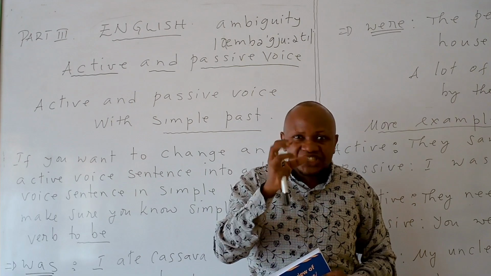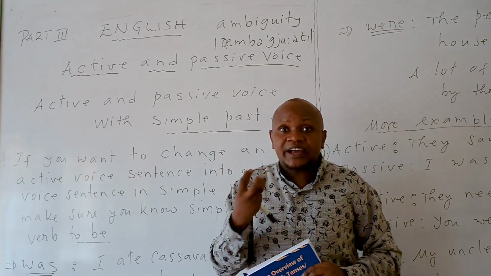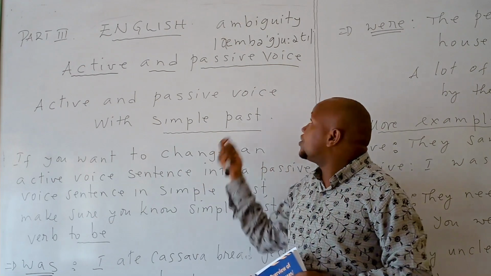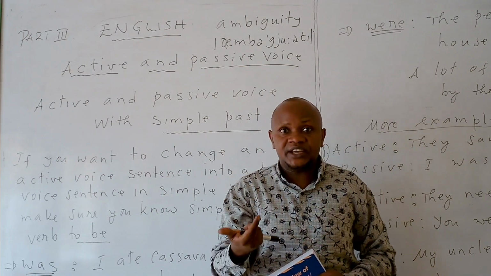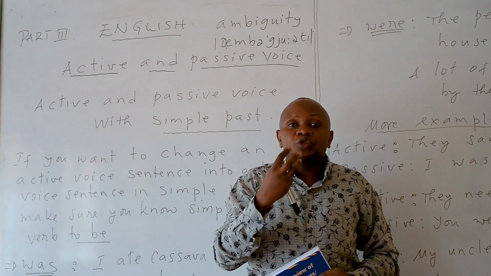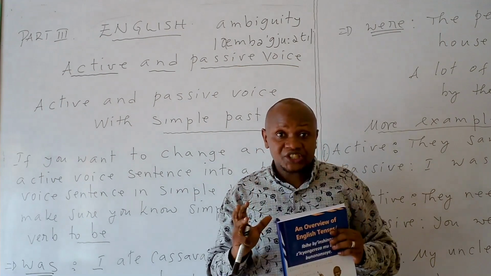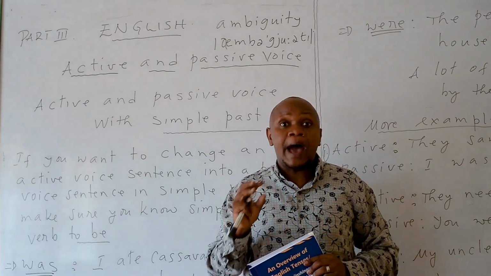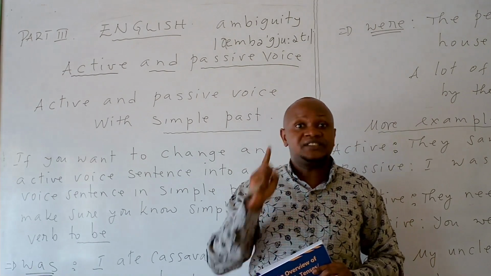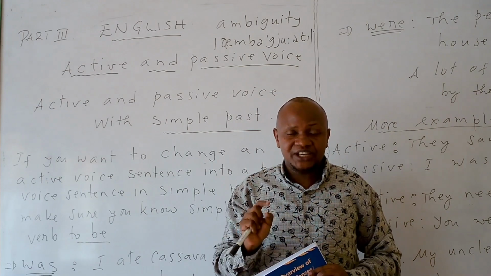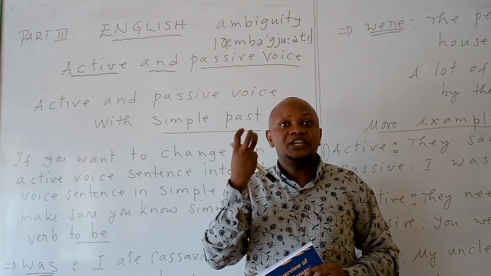Amagambo, speech, imvugo runaka, cyangwa se statement runaka itari clear, tuyita ko iyo mvugo ifite ambiguity. Ambiguity rero nicyo twita urujijo. For example, you can say, his speech is made with ambiguity. No one is hearing to what he's saying. His speech is made with too much ambiguity.